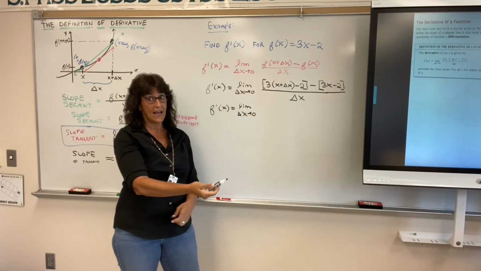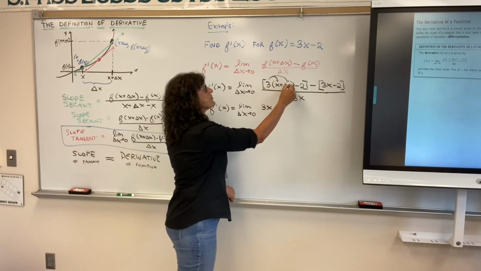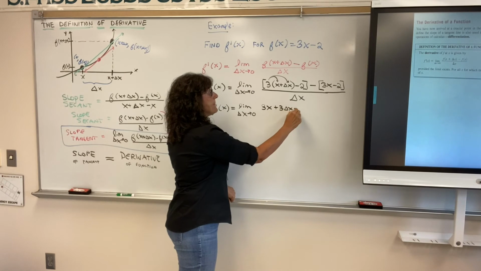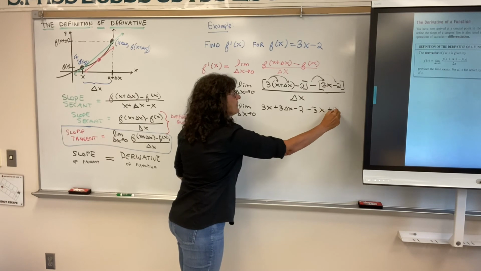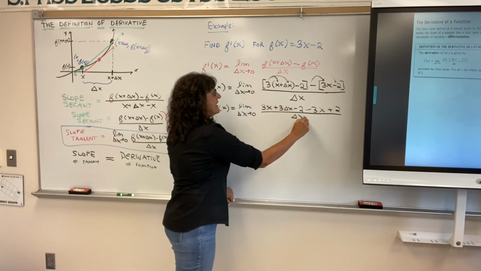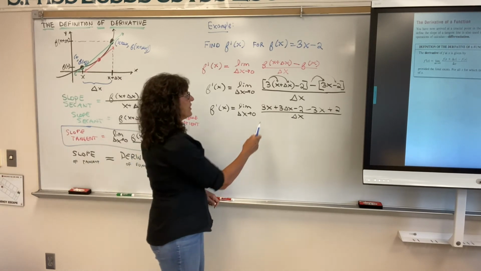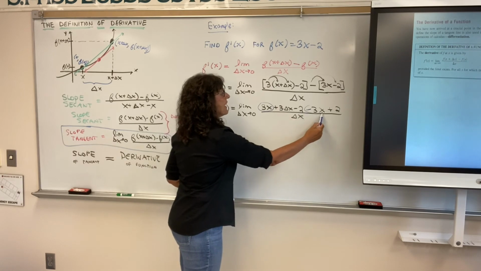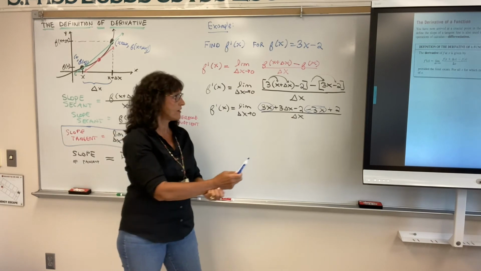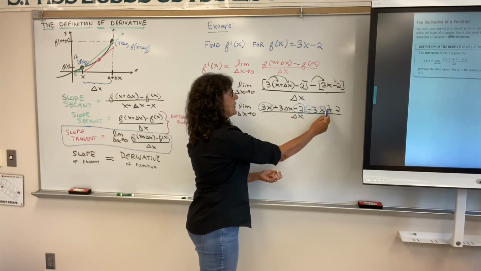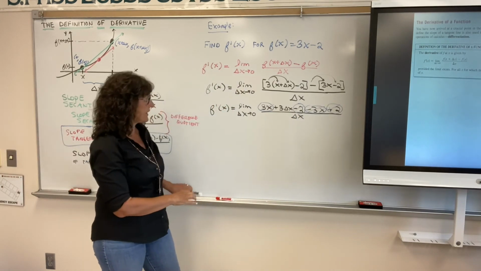Once you substitute your functions in here, let's expand the numerator. Multiply out, distribute: 3 times x, plus 3 times delta x, minus 2, distribute the negative, minus 3x, distribute the negative, positive 2, all over delta x. Cancel common terms. You have 3x here, minus 3x, those are gone. We have a negative 2 and a positive 2, those are gone too.